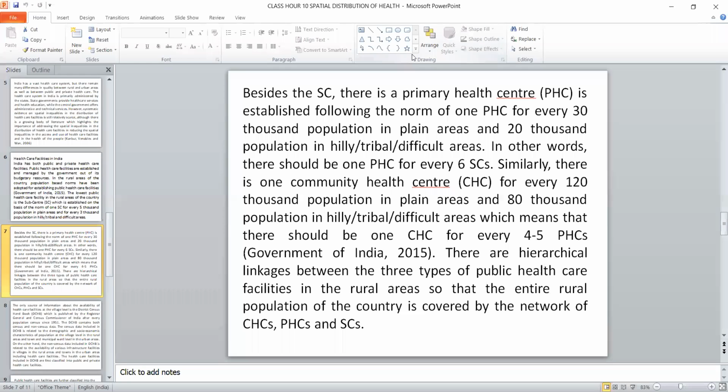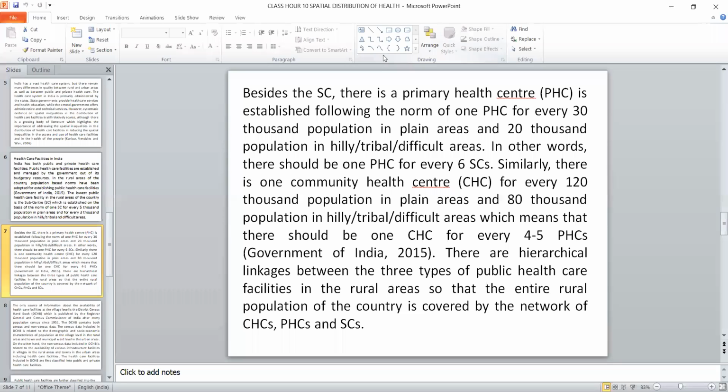Based on those sub-centers, there will be a primary health center. Five to six sub-centers will be monitored by the primary health center. So this primary health center is the second tier.